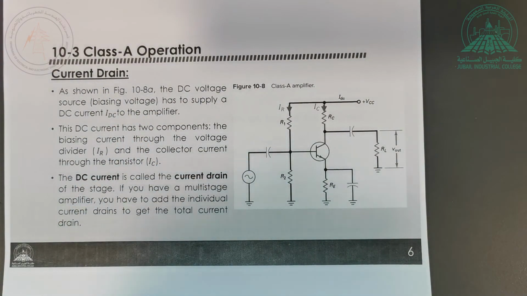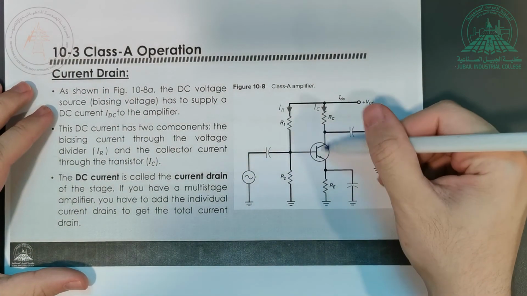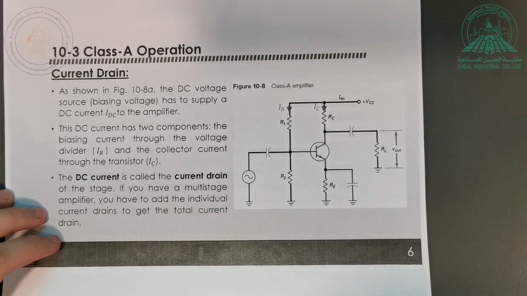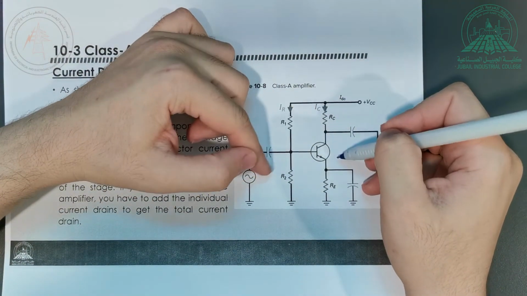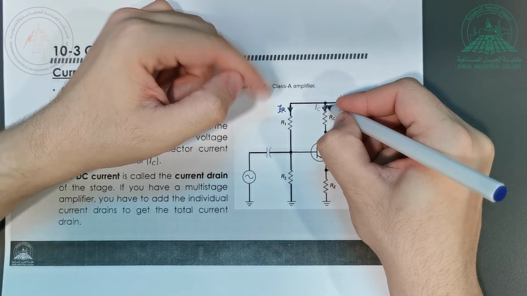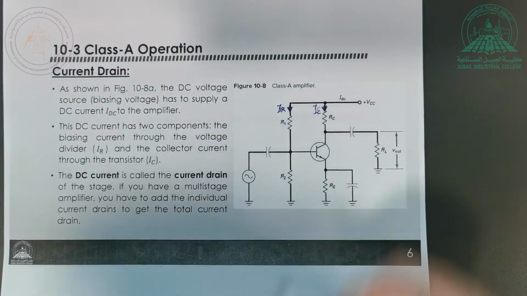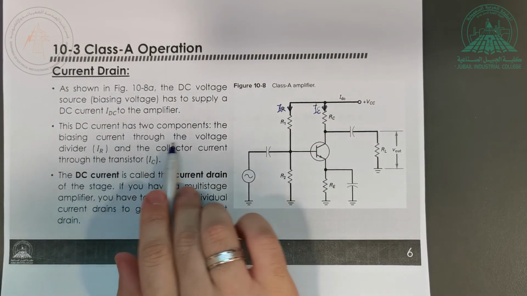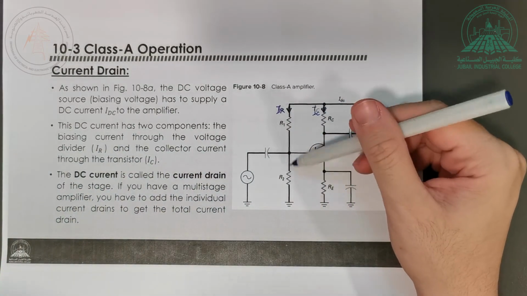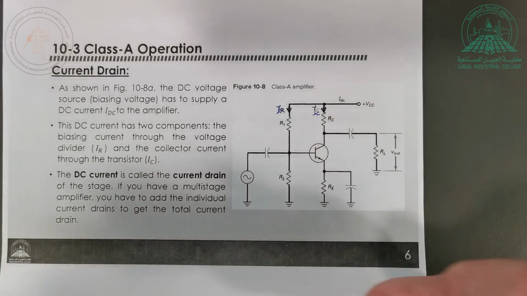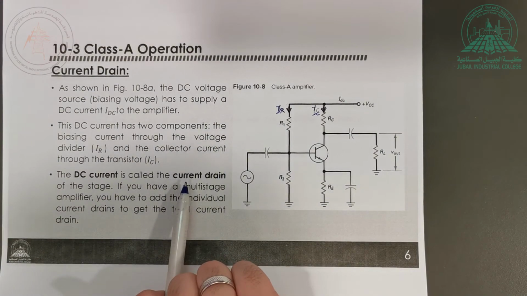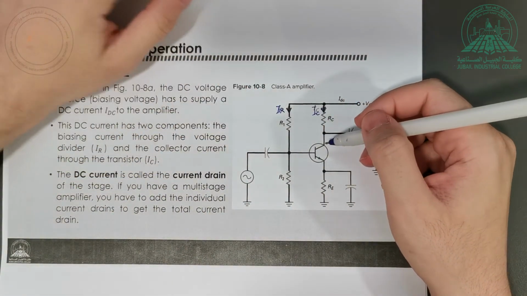Okay, we have something called current drain. What's the current drain? It means how much current the transistor or the amplifier is going to drain from the DC voltage here. So we have two DC currents coming here. I have a DC current here, which is IR, and I have the IC DC, pay attention, capital. So the DC current has two components: the biasing current through resistors, which bias the transistor in the active mode, forward bias, reverse bias, whatever, and the current through the transistor. This DC current is called the current drain.